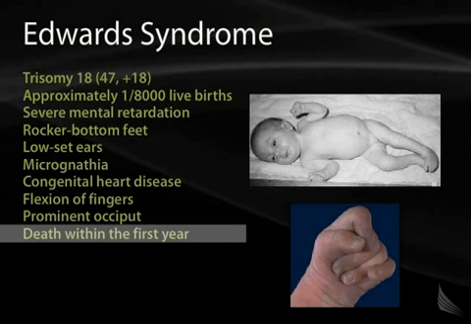The keys that you want to know going into the boards for this one: the rocker bottom feet, the micrognathia, and that finger flexion. Those are commonly used in the boards to try to get you to think about Edwards syndrome.